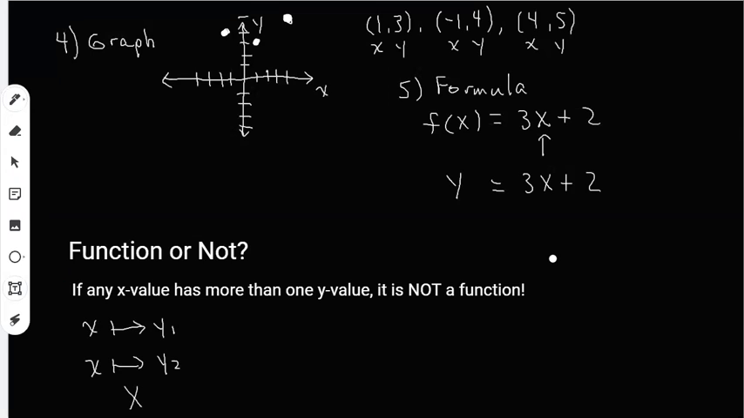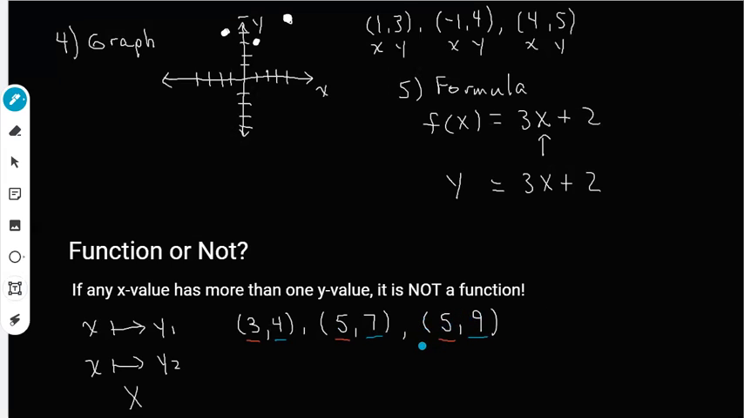Another way to think about this is any input cannot have more than one output, right? So let's do a couple examples of this. Let's say we have 3, 4. Let's say we have 5, 7. And then let's say we have 5, 9. We've got 3 ordered pairs. Now I'm going to put all the x values in red. So 3 is going to be the first x value, 5 is going to be the next x value, and then 5 is going to be the last x value. But then I'm going to put all the y values in blue. So 4 is going to be the first y value, 7 is going to be the next y value, and then 9 is going to be the last y value.